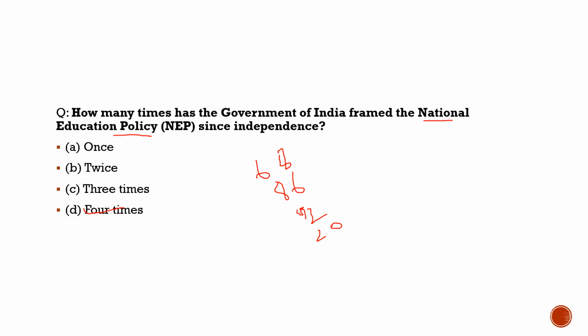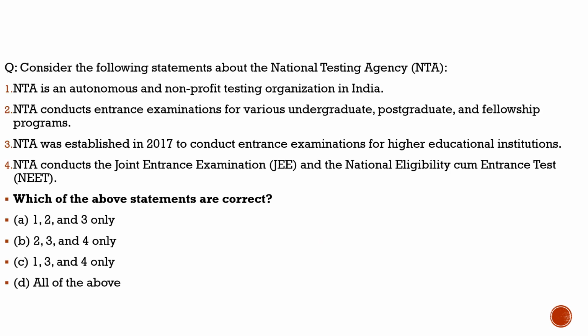So this is in a nutshell the article, and it led to the mention of how many times the national education policy has been framed. Such questions can be asked by the UPSC, and they had asked such questions even in the previous exam, related to something different. So we have to be prepared very well with respect to numbering also. Now with this, let's move to another question and try to solve it. Here the question is about the National Testing Agency.